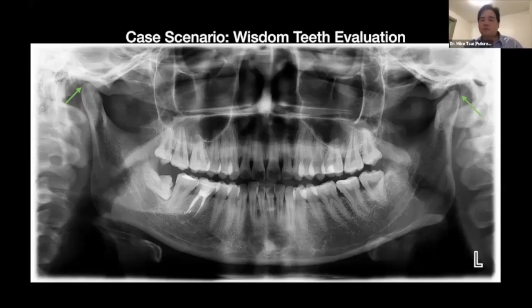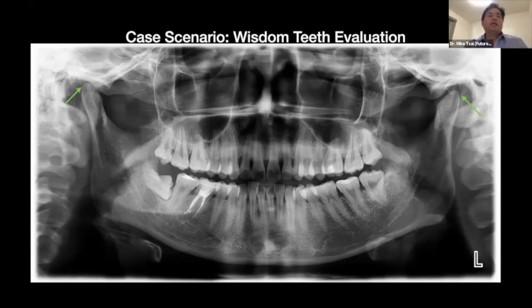TMJ is short for temporal mandibular joint. So temporal, temporal bone, that's part of your skull. Mandibular, that's referring to your mandible, your lower jaw, and joint is pretty much a connection, right? So TMJ is temporal mandibular joint.